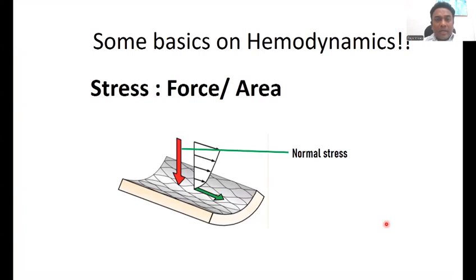To understand why it is important to know the risk of stroke is high, we need to know a little bit about the hemodynamics. The first thing you need to know is what is stress. This is pressure, that is force per unit area. There are two kinds of stress. One is the normal stress, which is perpendicular to the wall of the artery. The other one is a tangential stress, which is parallel to the wall of the artery. More and more we'll be talking about the shear stress, which is the cause for most of the problems.